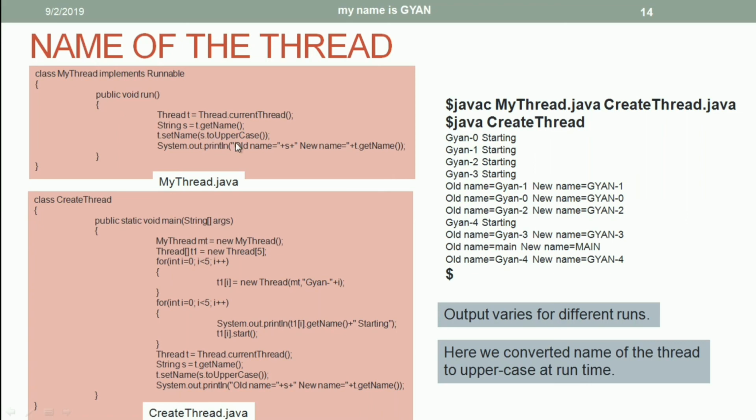And look what we are doing here with this toUpperCase method. We are passing it as an argument to the setName method of the Thread class. By using t.setName, we are setting the name of the thread at execution time. Before execution, the name of the thread was different, and during execution, the name of the thread got set to something different. That's why while starting, the name of the thread was Gyan, but while executing, the name of the thread got changed to GYAN, where all the alphabets are capital.